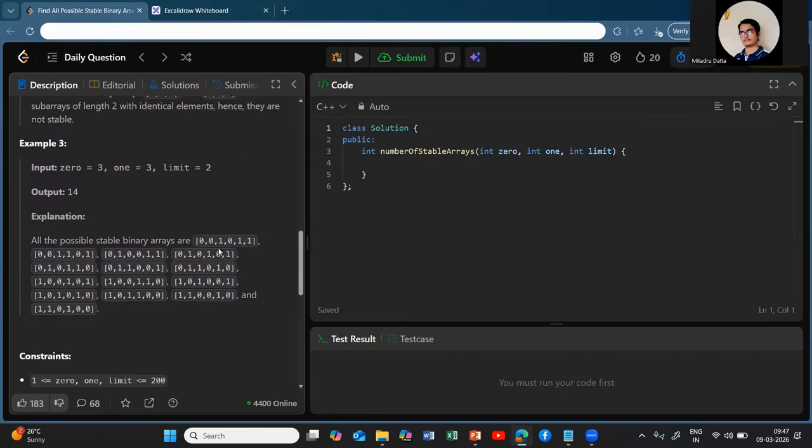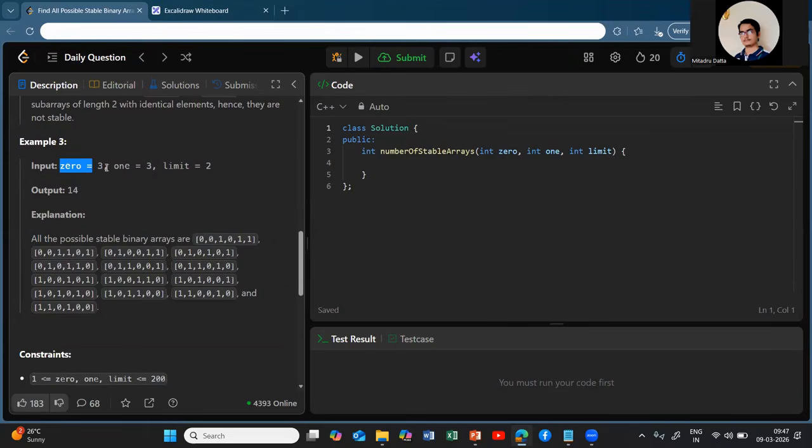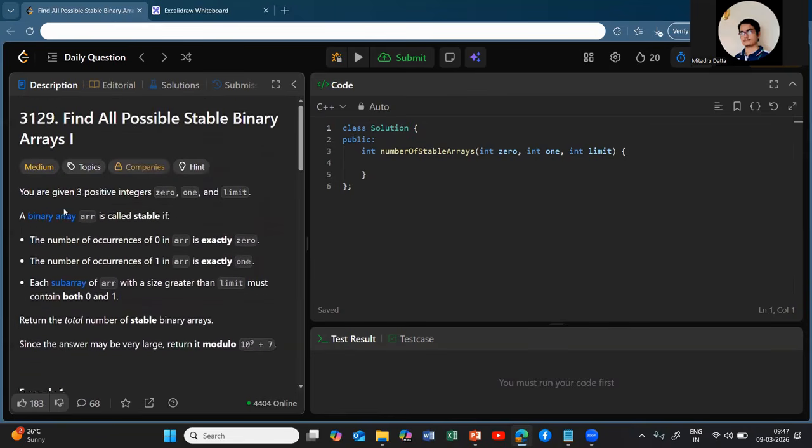If you try to understand this question with example number 3, you need to construct an array which has three zeros and three ones, but the limit is 2. It means that no subarray of a size greater than limit should contain consecutive zeros or consecutive ones. So there should not be three ones consecutive or three zeros consecutive. Limit plus 1. In all the examples shown here, no matter which subarray you take, you will never get 1 1 1 or 0 0 0 like this, because that is the consecutive run we are trying to prevent.